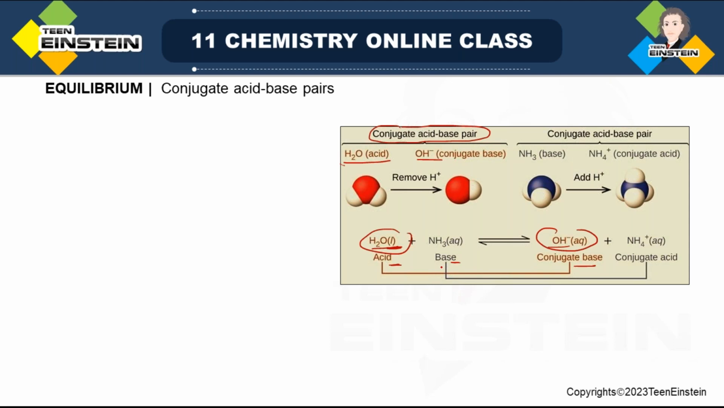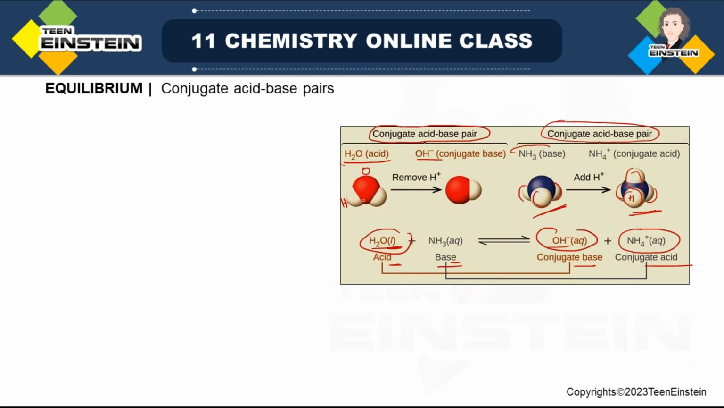Similarly, if you consider ammonia, it is behaving as a base on the left-hand side, but after accepting a proton it is now converted to NH4+. So this is the conjugate acid of NH3. That is why we call them a conjugate acid-base pair. This is ammonia and this is NH4+. These white balls are H, this blue one is N. Here we have 3 hydrogens, here we have a total of 4 hydrogens.